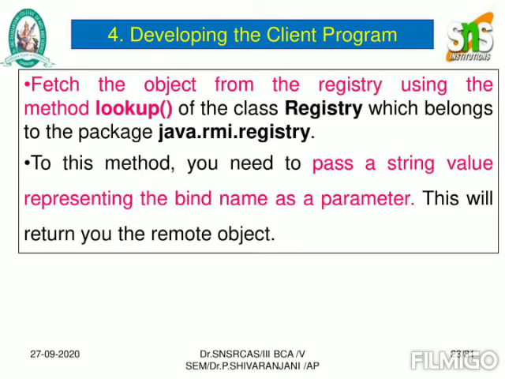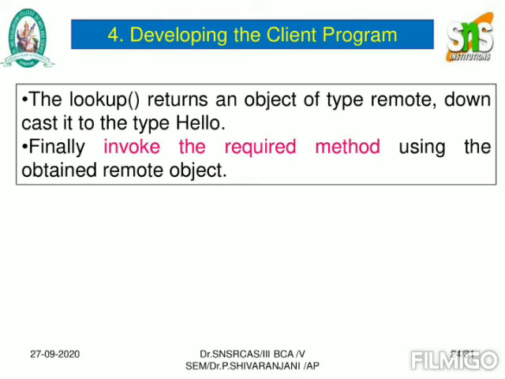To do this, you need to pass a string value representing the binding name as a parameter. So this will return a remote object to you. Next, the method lookup returns an object of type Remote, down casted to type Hello. Finally, invoking the required method using the obtained remote object. So this example will demonstrate how this particular client program is developed.